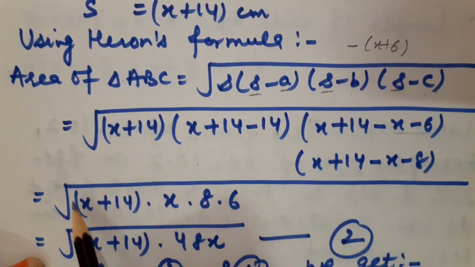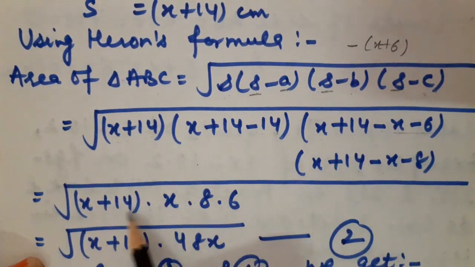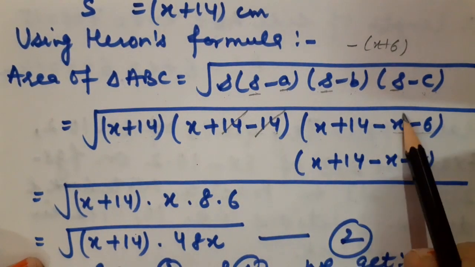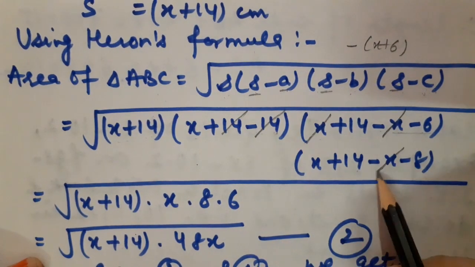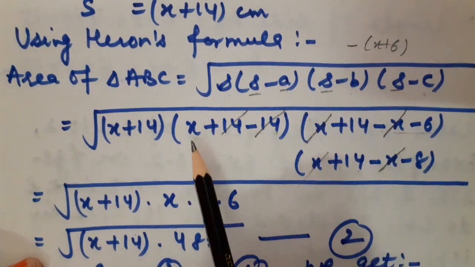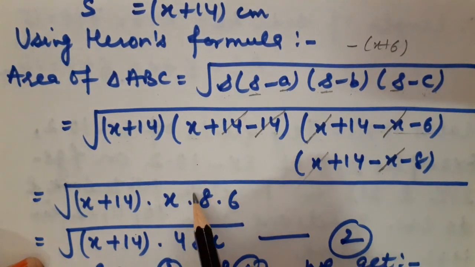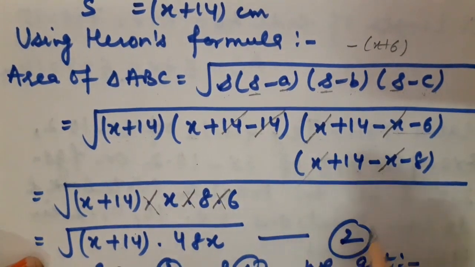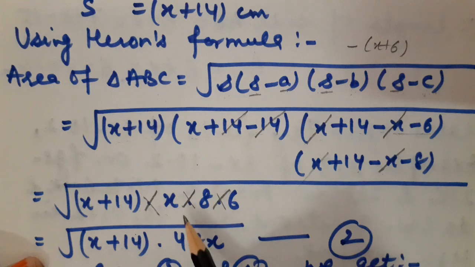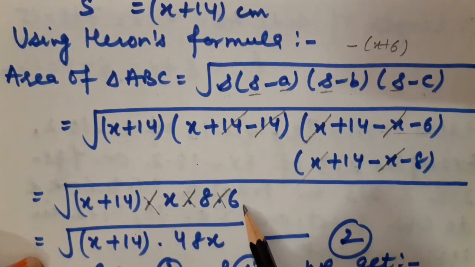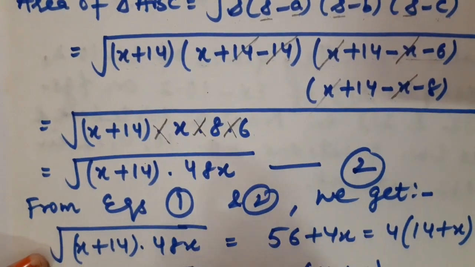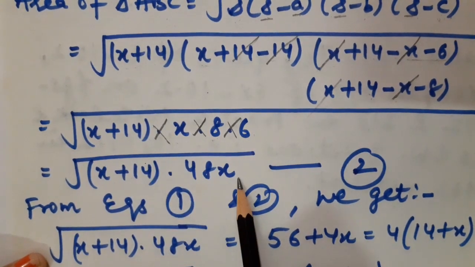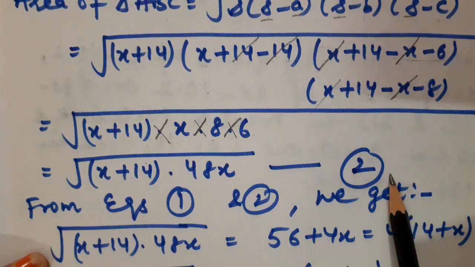Fine children? Now this is whole under root x plus 14 as it is. Plus 14 and minus 14 are going to be cancelled. Plus x minus x cancel. Plus x minus x cancel. So here I have got x into. This is actually the sign of into, which I have put as dot. That is considered as into. 14 minus 6, that is 8, and 14 minus 8 is 6. Okay. So I have got whole under root x plus 14 into 8, 6 are 48, x. So let it be considered as equation number 2.